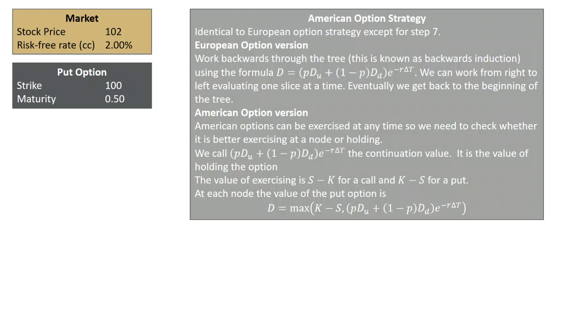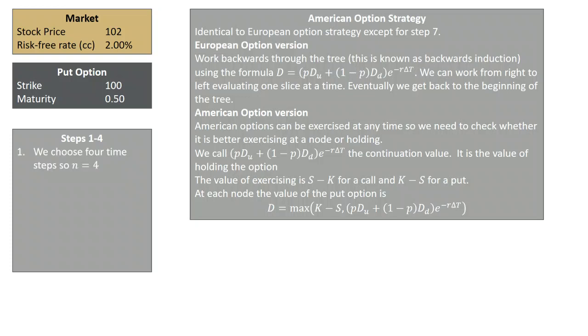So at every node in the tree, we're going to compare the value of exercise with the value of holding. This can be written as D, the value of the option, is the maximum of K minus S, the value of exercising in this case a put option, or holding, which is P times du plus 1 minus P times dd, times e to the minus r delta t.